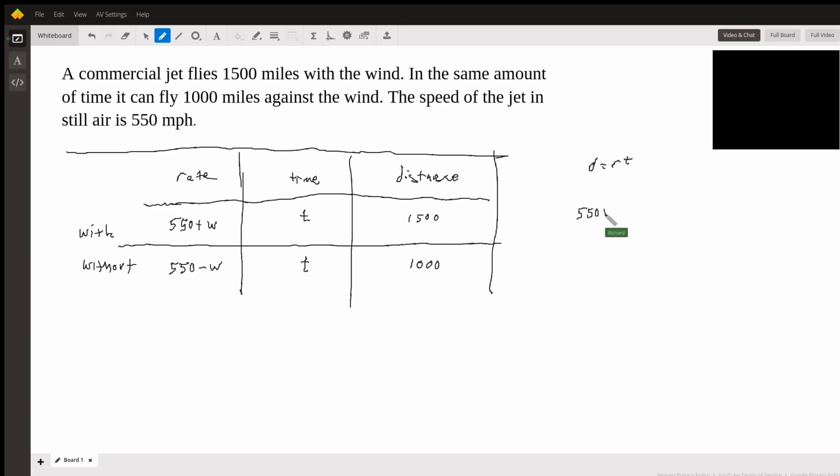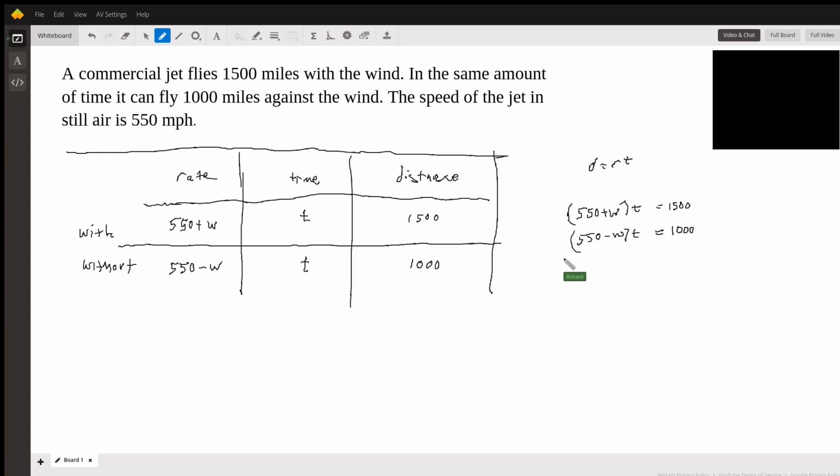550 plus W times T equals 1,500. And then 550 minus W times T equals 1,000. So I think what we'll do is just distribute the T's and then see what happens.